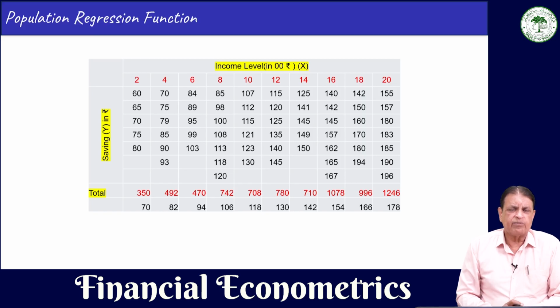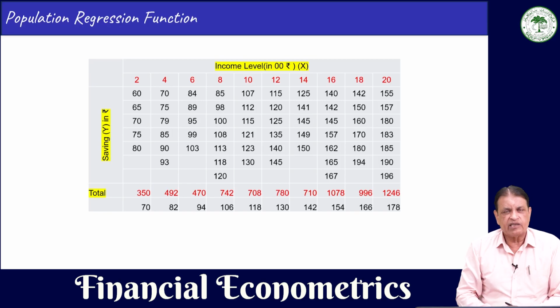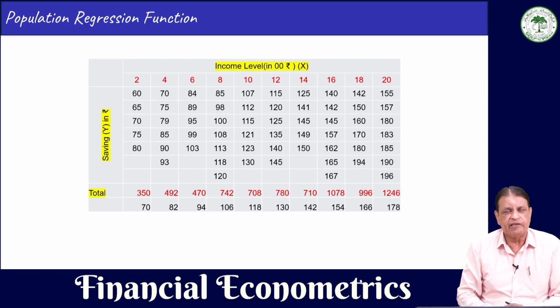But we start with the census inquiry, that is, the entire population is going to be covered and no unit or no household is going to be left. So we have taken a hypothetical economy, and in this hypothetical economy there are 60 families. So we have the income of 60 families and we have the savings of 60 families. The incomes of the families are given as 100, 200, 400, 600, 800, 1000, and the savings are given here as 60, 65, 70, 75, 80.